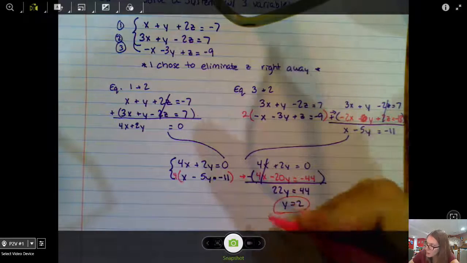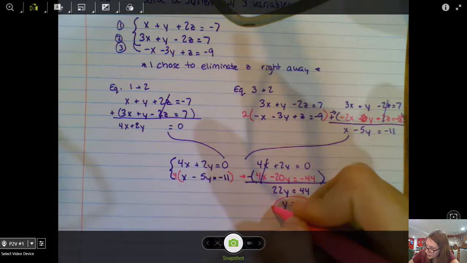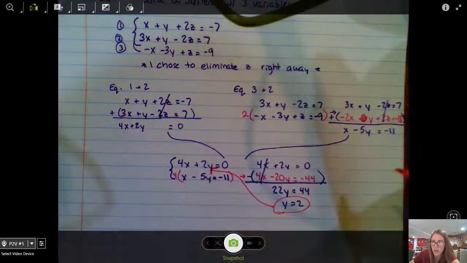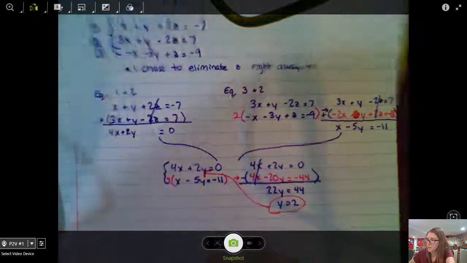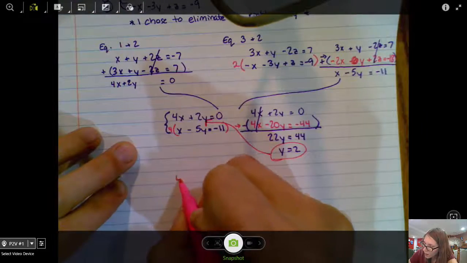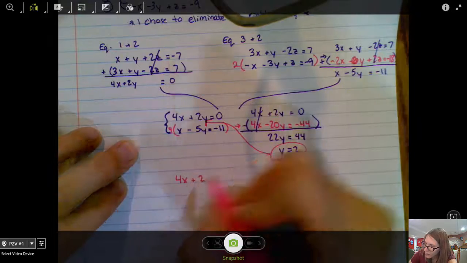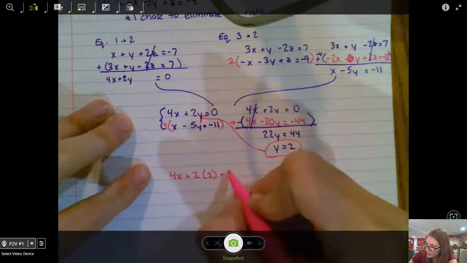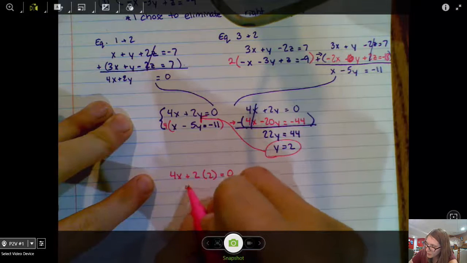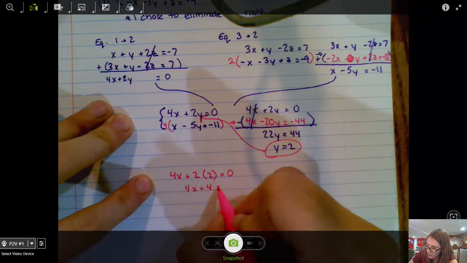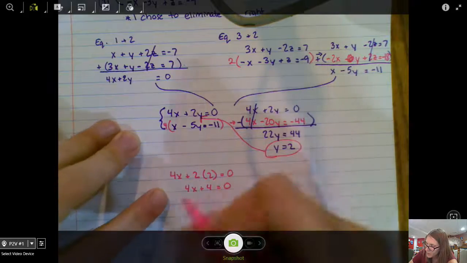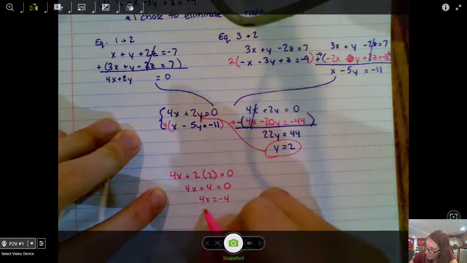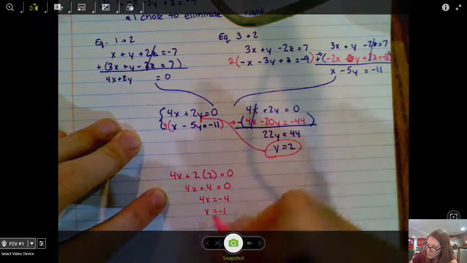So I'm going to take that y equals 2 and plug it back in to either of my two equations here where I just had two variables. 4x plus 2y, with y being 2, equals 0. This becomes 4x plus 4. Subtract 4 from both sides and divide by 4, x equals negative 1.